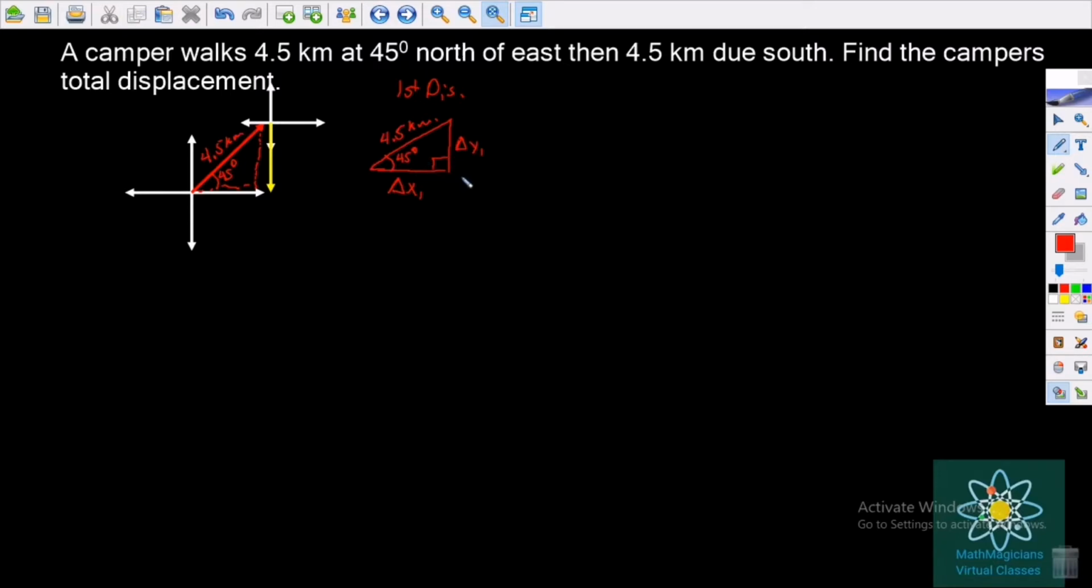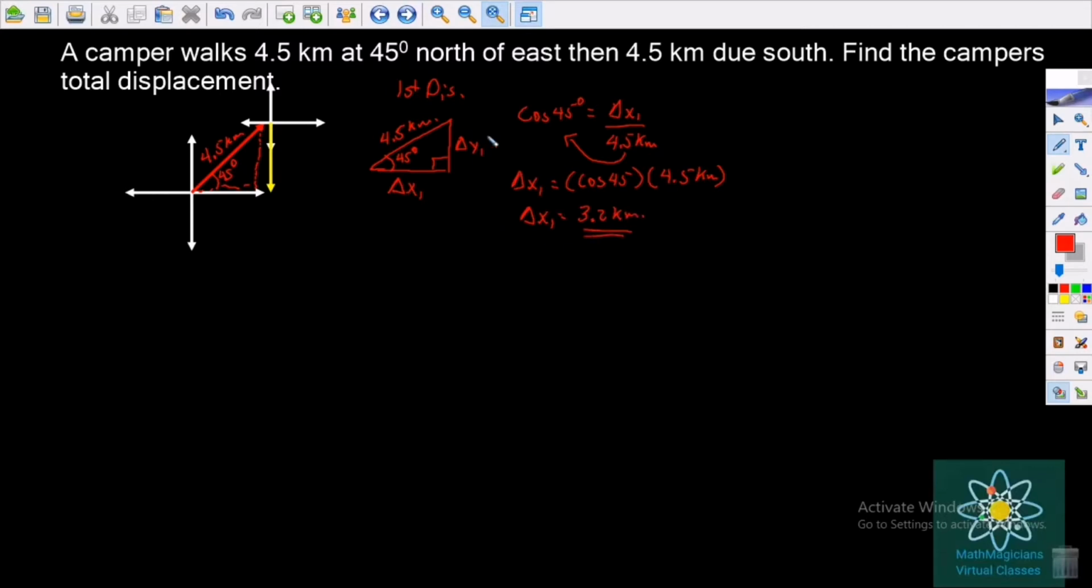For this, we know already that we use sine and cosine. So we're going to start with cosine. Cosine of 45 degrees is equal to the adjacent, that is your delta x, over the hypotenuse, that is 4.5 kilometers. We send this 4.5, as we know from previous exercises, to the other side as a multiplication, indicating that my delta x, or my x component, or my horizontal component is equal to cosine of 45 multiplied by 4.5 kilometers. We plug this in our calculators, cosine of 45 times 4.5, and it says that it is 3.2 kilometers. This is my horizontal component.